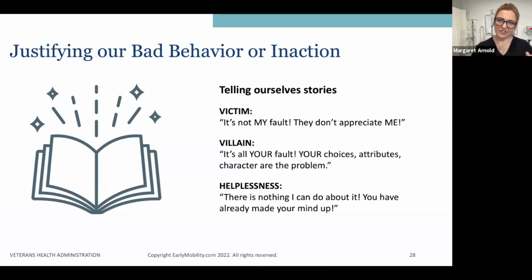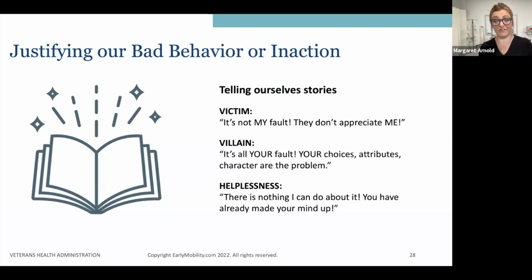We tend to justify our bad behavior or inaction. We tell ourselves stories. Remember in that dialogue box that there was the stories and the observations on each side, them and us? There are three types of stories we typically tell ourselves. Victim: it's not my fault. It's out of my control. They don't appreciate me.